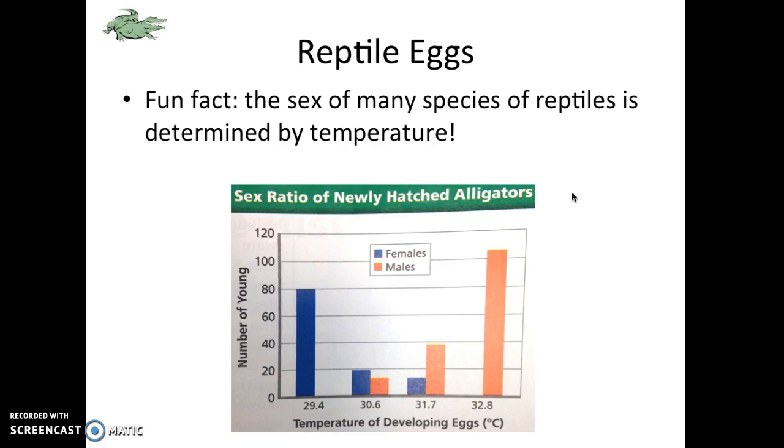A fun fact regarding reptile eggs is that the sex or the gender of many species of reptiles is actually determined by temperature. So if we look at this graph, we see that as the temperature increases, so maybe if the female laid the eggs in warmer soil or if it was a warmer environment, as the temperature increases, we see more males. In cooler environments, we see more females.